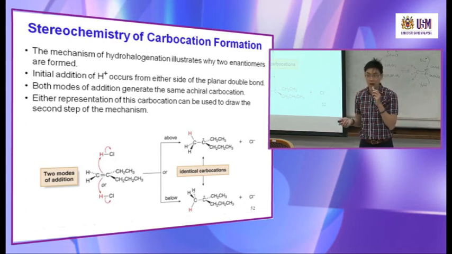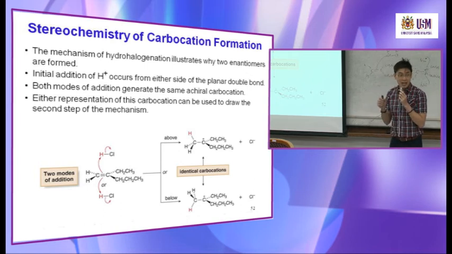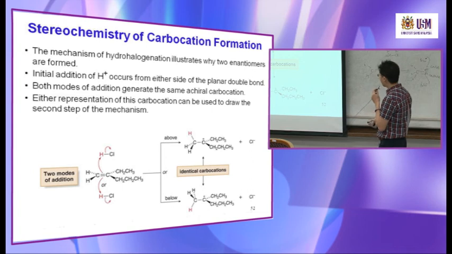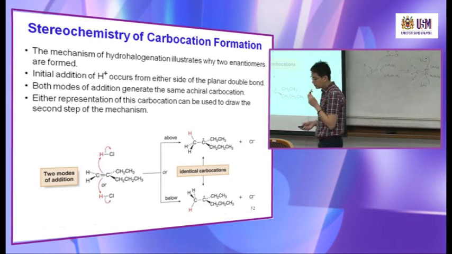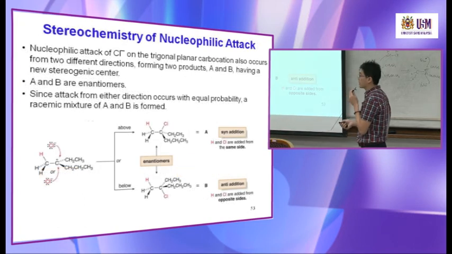Because they are trigonal planar shape. Either you attack from the double bond here, the top, or you attack from the double bond below, you will yield an identical carbocation. These two are the same. After this step, the chloride can attack from top or from below. Then only does it yield a racemic mixture. You see, this is the second step.